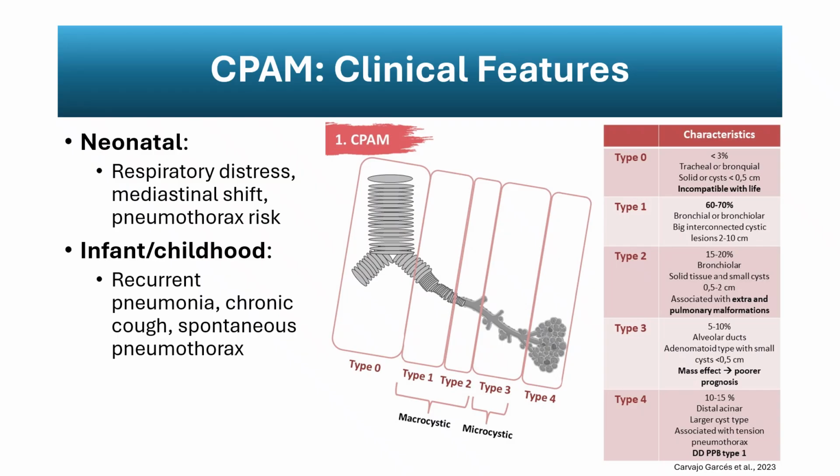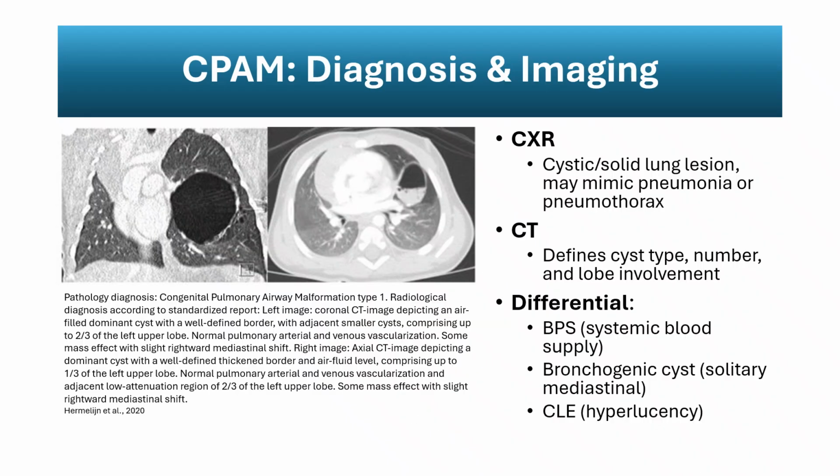Beyond the neonatal period, infants and children may develop recurrent pneumonia, chronic cough, or spontaneous pneumothorax, reflecting impaired airway clearance or intermittent obstruction caused by the lesion. The variability in presentation underscores the importance of correlating imaging findings with clinical assessment, anticipating which infants will require urgent intervention versus elective monitoring, and ensuring timely referral for surgical planning when necessary.